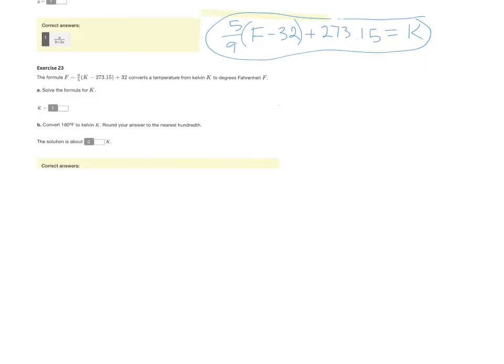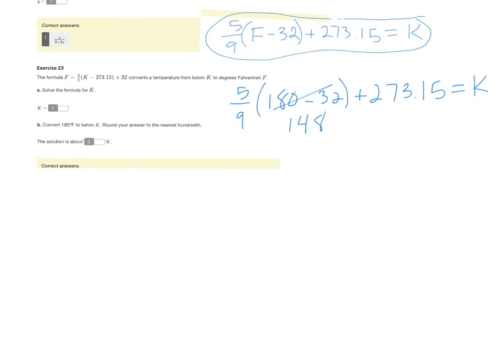Alright, so here we go. We're going to plug in 180 for f. So I've got 5/9 times 180 minus 32 plus 273.15 is equal to Kelvin. So we're going to do this like we normally would. Take care of the parentheses. So we got 180 minus 32. So that's going to be 148.